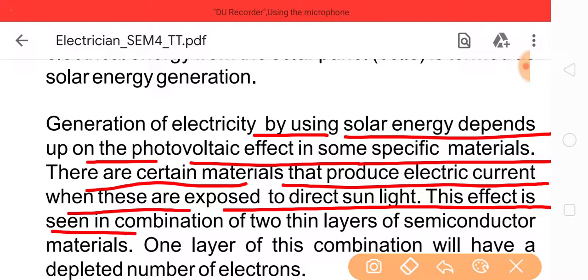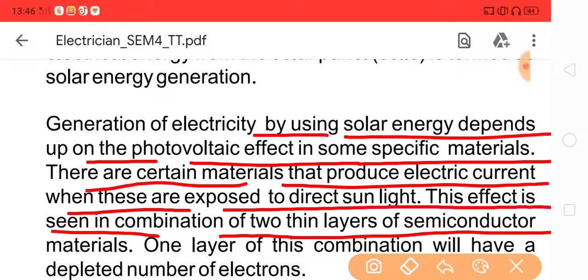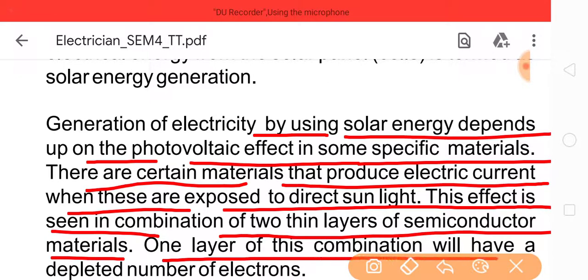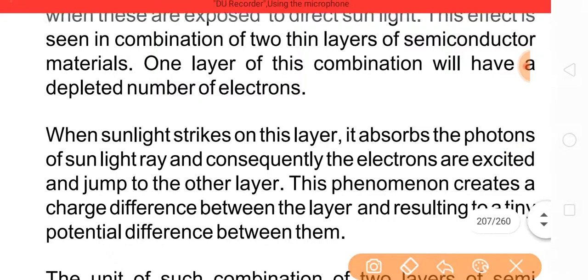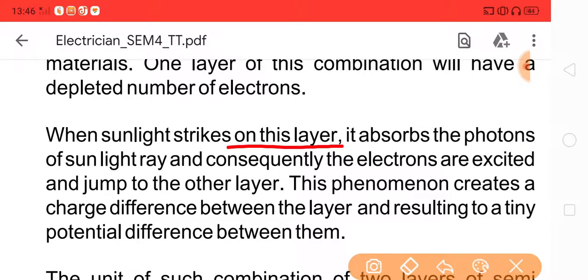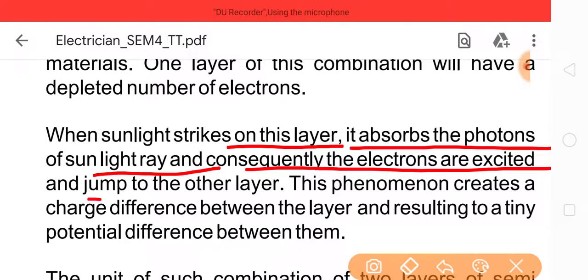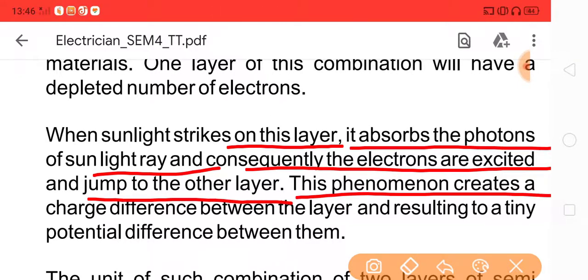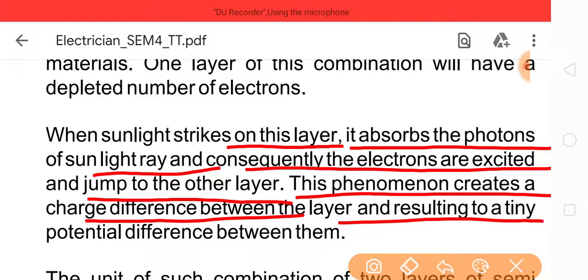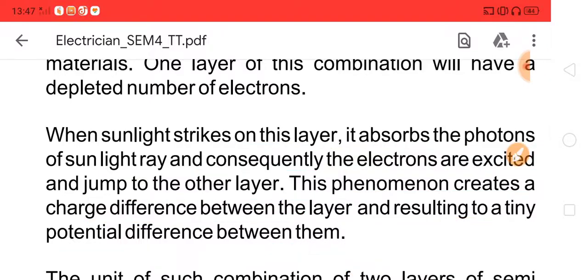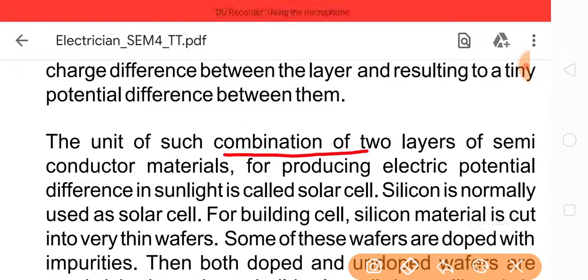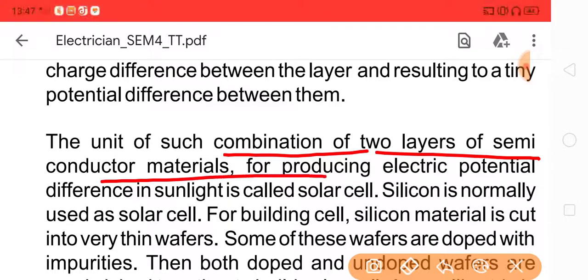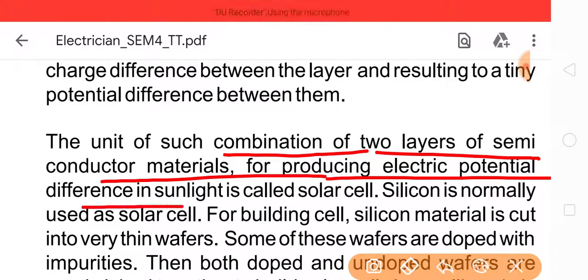This effect is seen in the combination of two thin layers of semiconductor materials. One layer of this combination has an excess number of electrons. When sunlight strikes this layer, it absorbs the photons of the sunlight ray, and consequently the electrons are ejected and jump to the other layer. This phenomenon creates a charge difference between the layers, resulting in a tiny potential difference between them. The unit of such a combination of two layers of semiconductor material for producing an electrical potential difference in sunlight is called a solar cell.